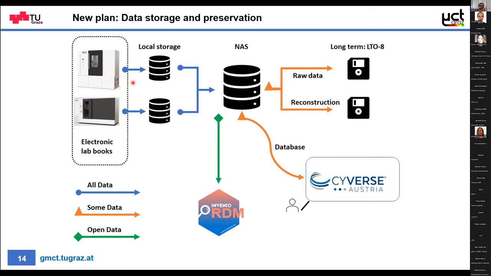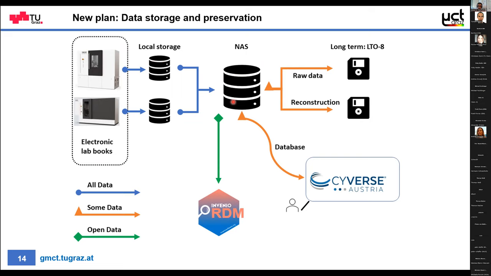We have two machines. We need to work on the electronic lab books. To each machine, all the information is sent to this, and we have the NAS provided by the project. So all the information is in backup here, it is a copy.